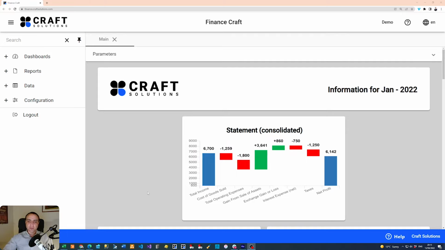In this example, we can see what influences the profits of the company, starting with total income and going through all the elements which influence in a negative way with red or in a positive way with green the performance of the company. You can have operating expenses, for example, of minus 1,800,000. You can have a gain from the sale of assets, 3.6 million, for example, and so on and so forth. And this explains in a very visual way what influences your profit.